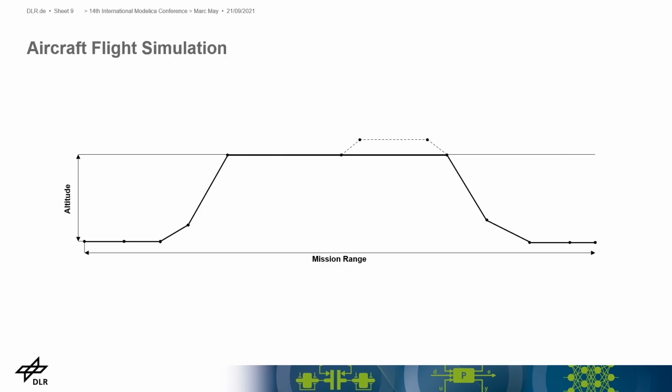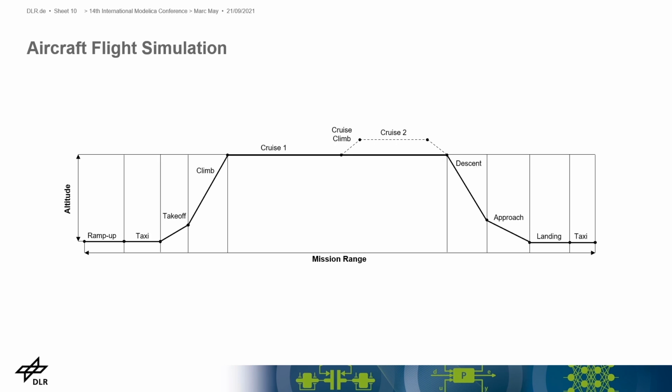This is what the altitude profile of a typical aircraft mission looks like. It can be separated into several flight phases that are characterized by different speeds, altitudes, and path angles, but also flight controllers and modes of operation.